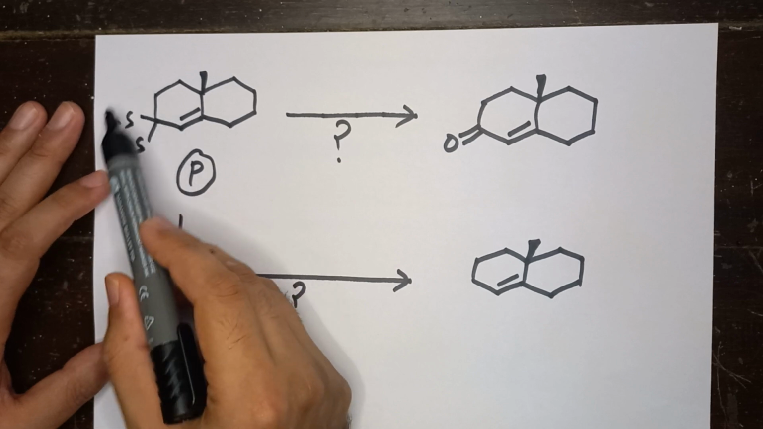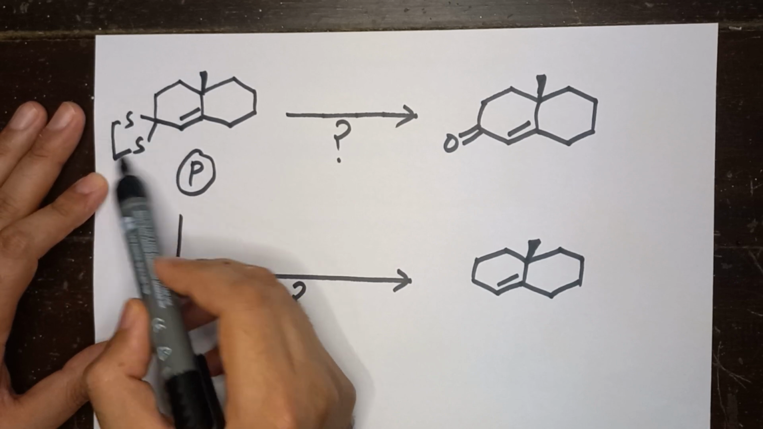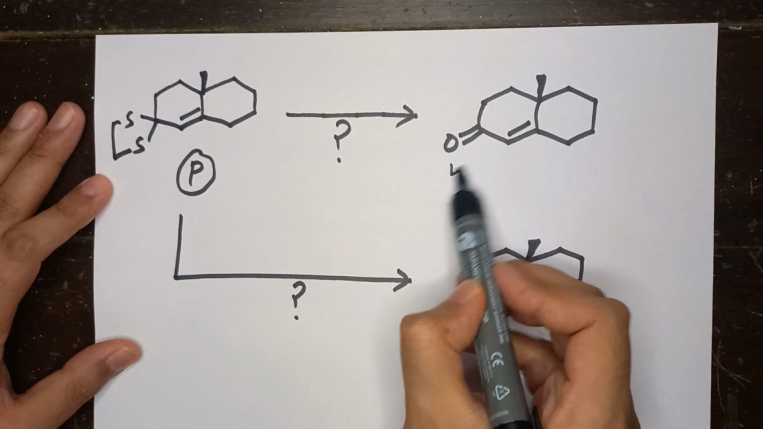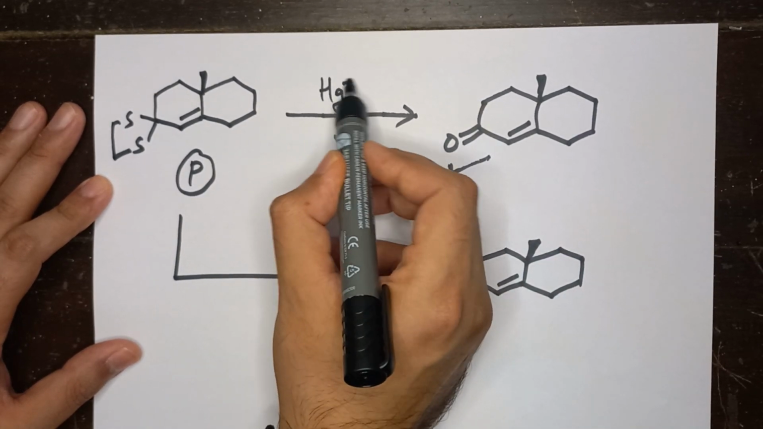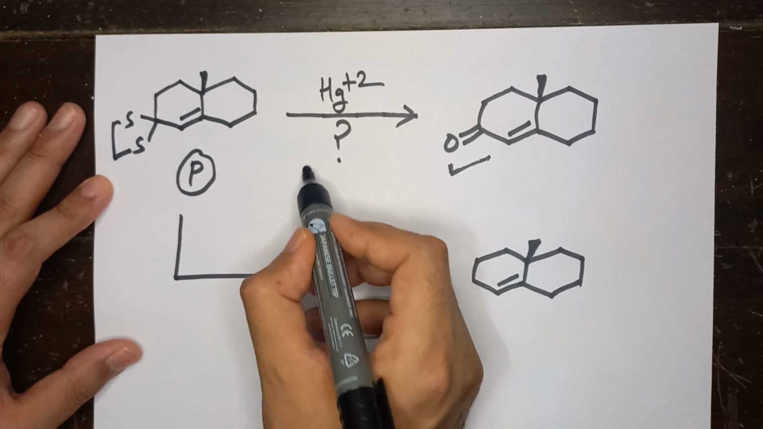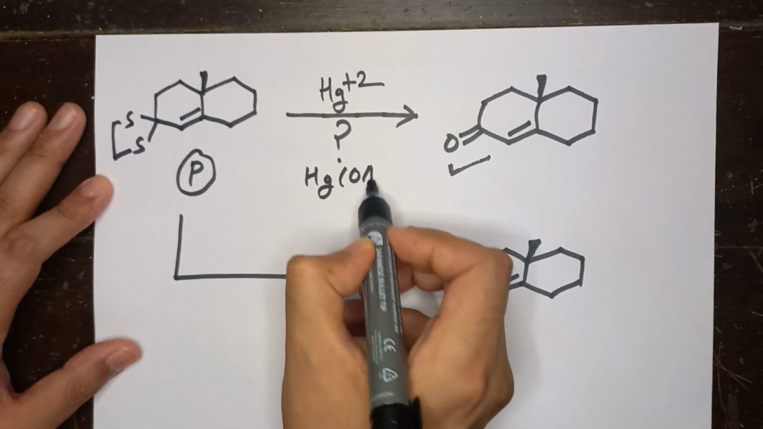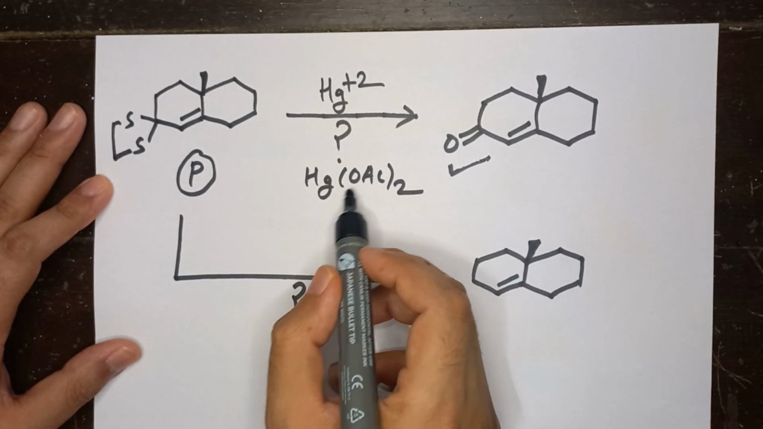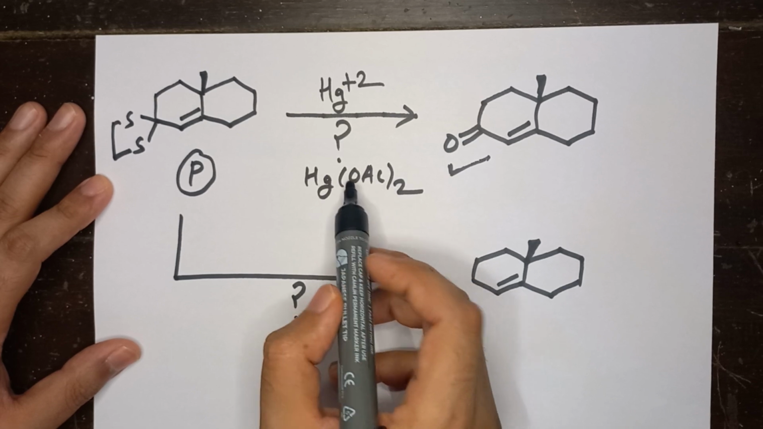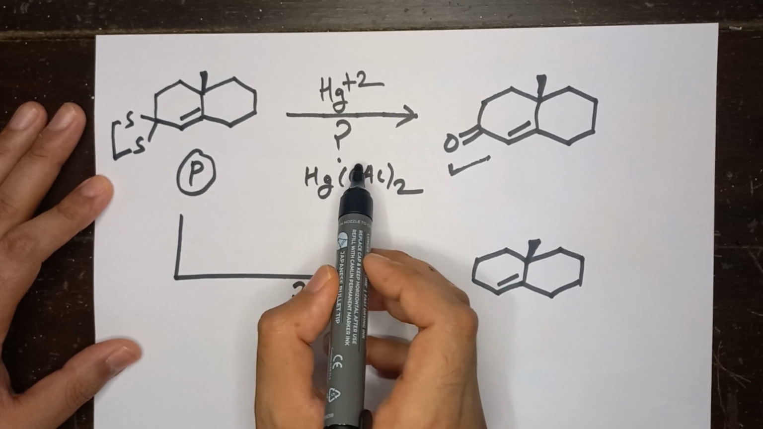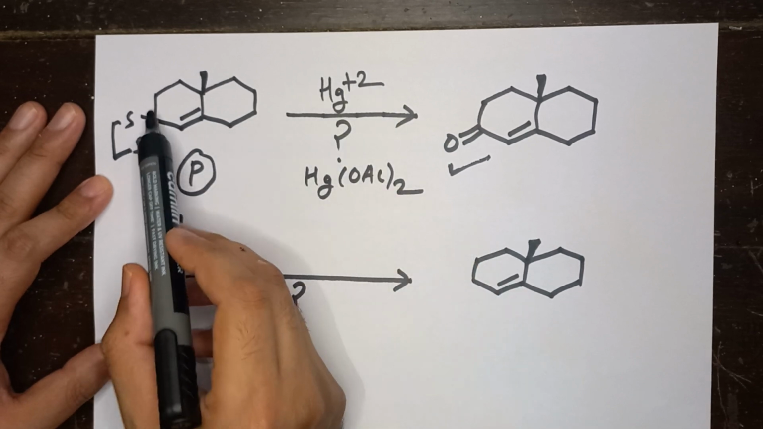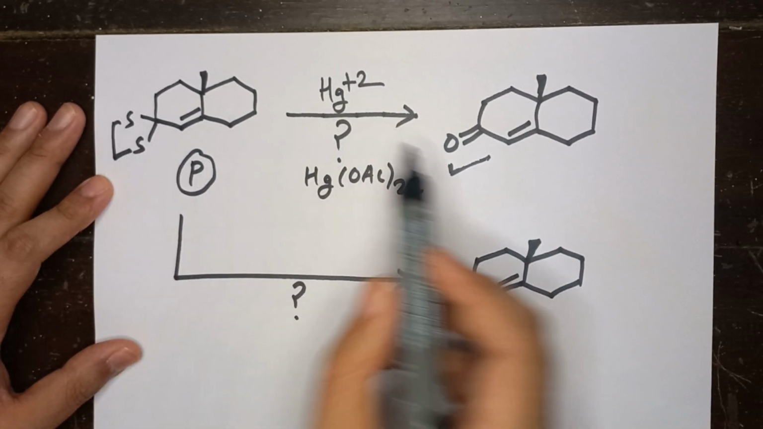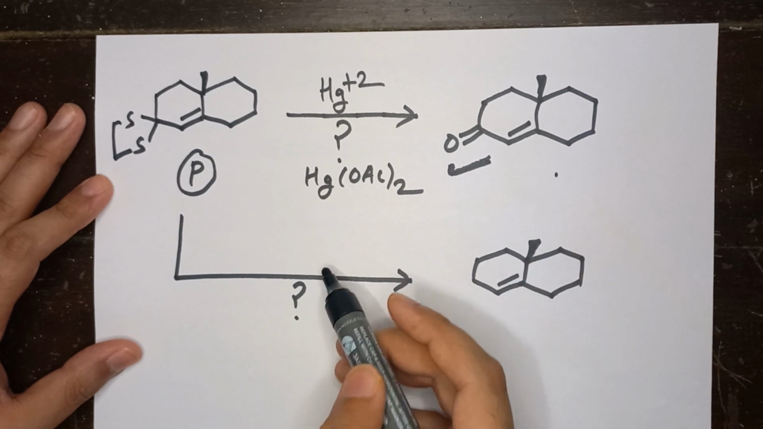If you want to deprotect your disulfide linkage back to ketone, you have to use the salt of Hg2+, like mercury diacetate. This will bear the Hg2+ charge. So if you use the Hg2+ salt, you will be able to convert this moiety back to ketone.